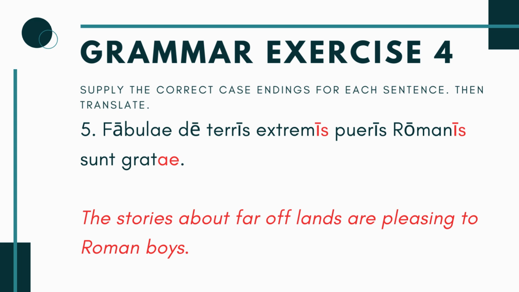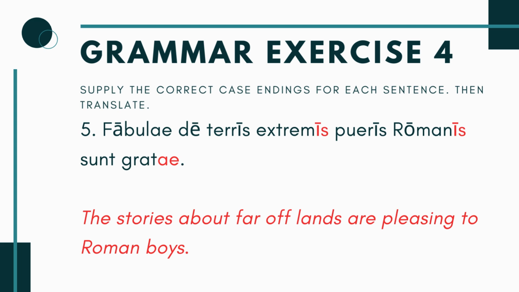Okay, so here, to find out what word gratae is going with, you have to think about this sentence, okay? So you're saying the stories are pleasing. Gratae here is describing fabulae. That's why they have the same ending. That AE ending is nominative, plural, feminine. So you're saying the stories are pleasing, and they're the stories about far-off lands, right, are pleasing, sunt gratae. Now, this needs a dative because it's pleasing to someone, right? This is one of those adjectives we've seen that takes a dative. Your dative here is pueris.